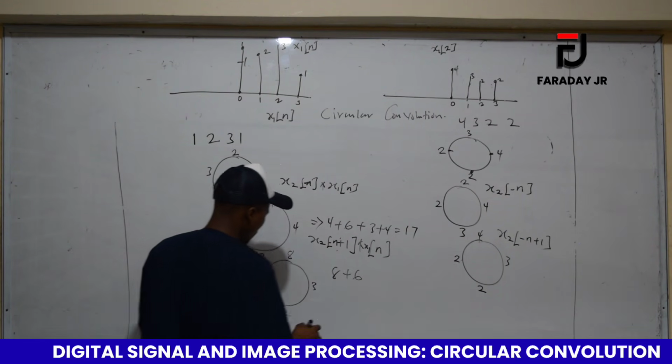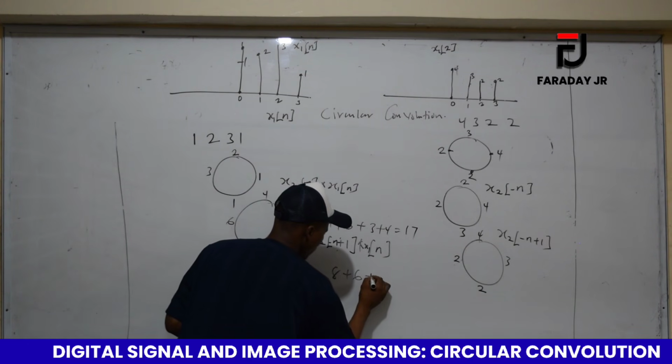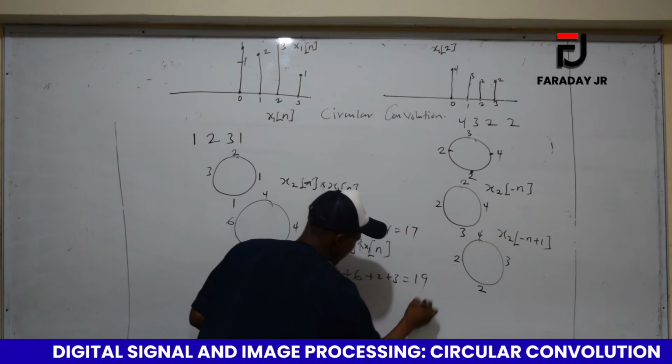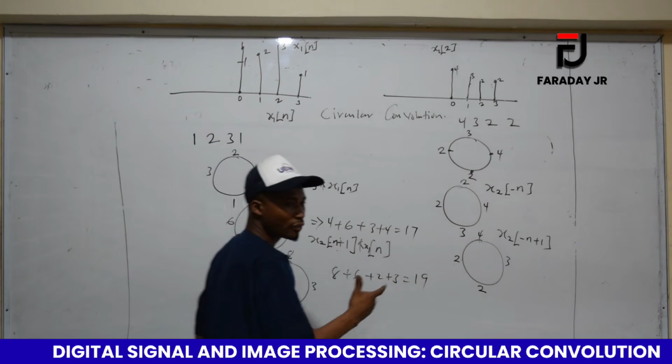8 plus 6 will give us 14. 14 plus 5, that will give us what? Plus 2 plus 3, that will give us what? 19. Now, the next thing we'll do is to flip it again.